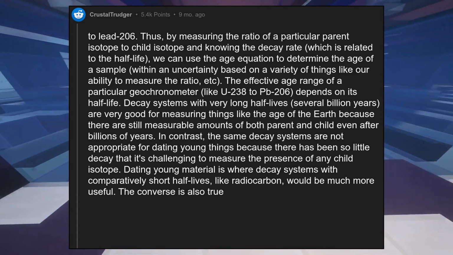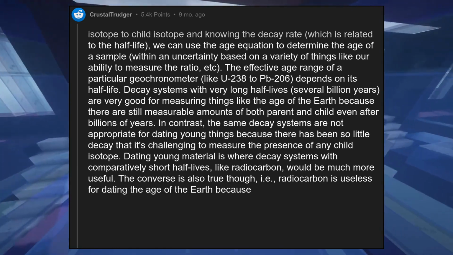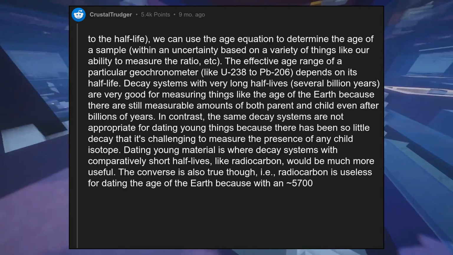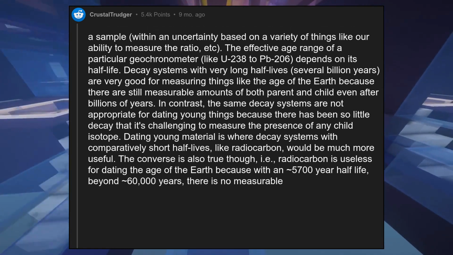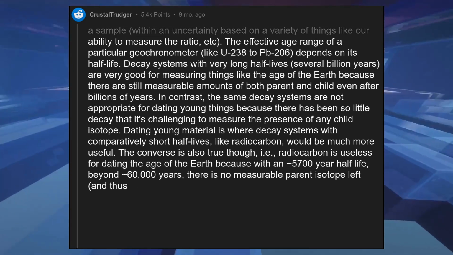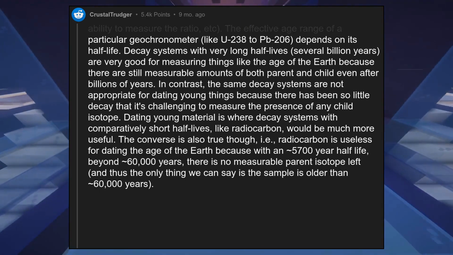The converse is also true though, i.e., radiocarbon is useless for dating the age of the Earth because with an approximately 5,700-year half-life, beyond approximately 60,000 years, there is no measurable parent isotope left, and thus the only thing we can say is the sample is older than approximately 60,000 years.